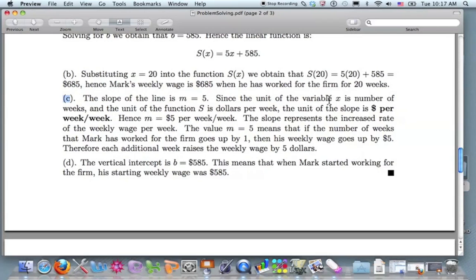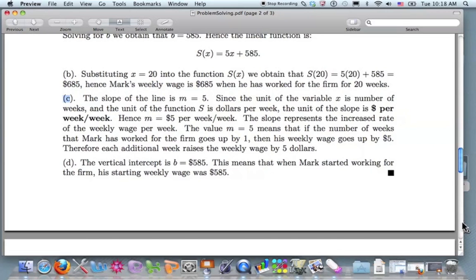Just by looking at the unit, we know that if the x value increases by 1, always use 1, then the y value will increase by 5. Linking to this story, if Mark has worked an additional week, his weekly salary will go up by $5. The last part is the vertical intercept, and that's when x equals 0. So 585 is Mark's starting weekly wage.